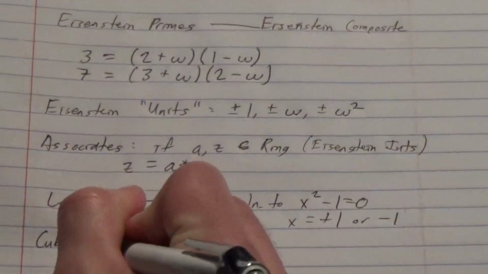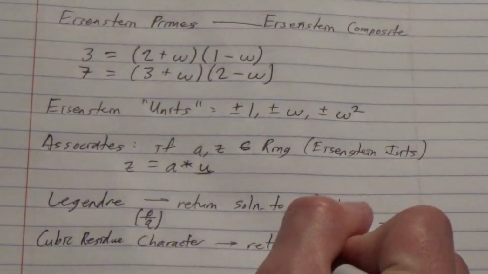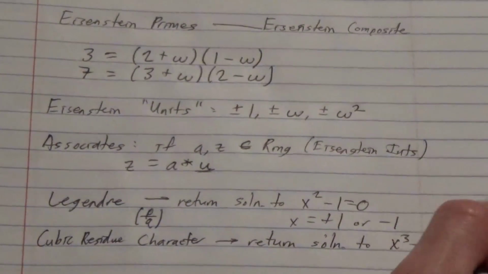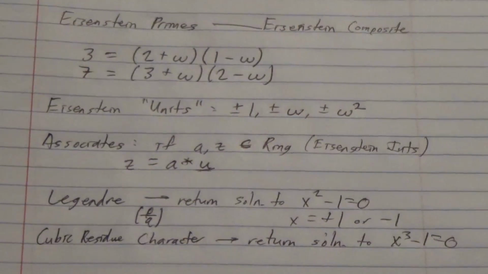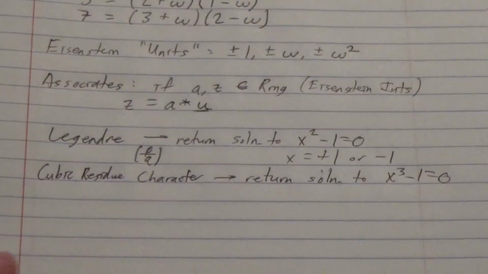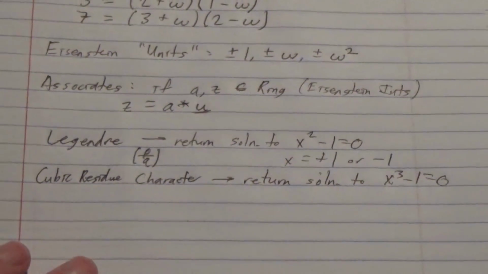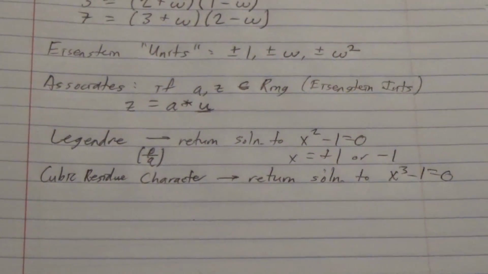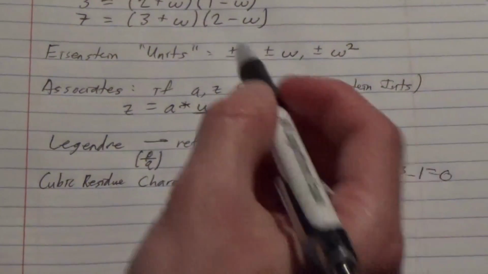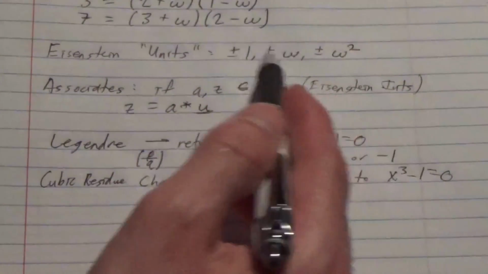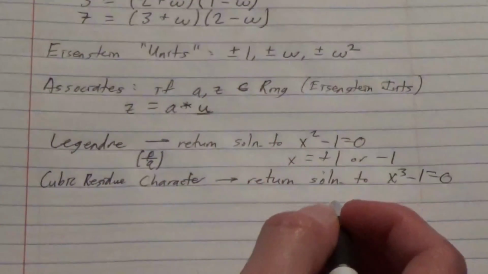The cubic residue character is parallel to this, but it returns a solution to x cubed minus 1 equals 0. So again, just as I mentioned earlier, these numbers, 1, omega, and omega squared, will be our foundation in this series. They'll be the most important numbers, because of course they satisfy this equation, specifically the positive values, 1, omega, and omega squared.